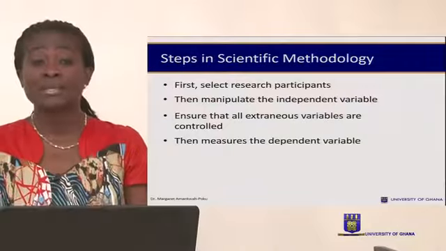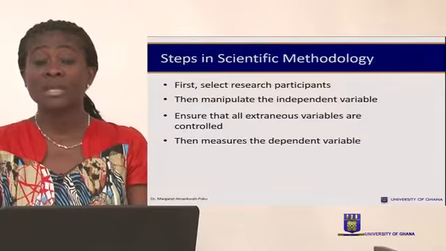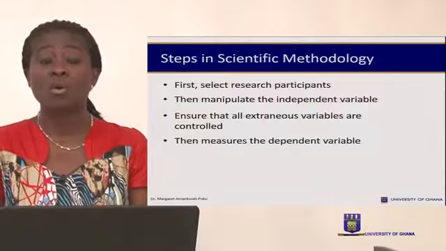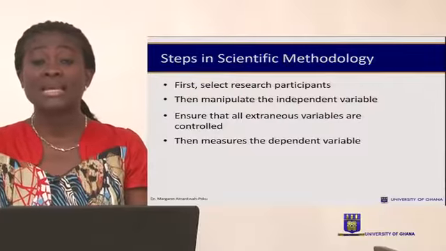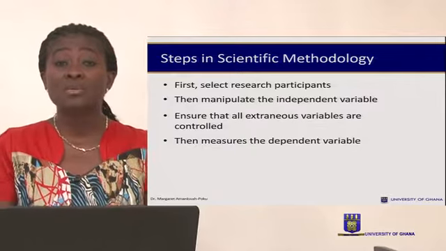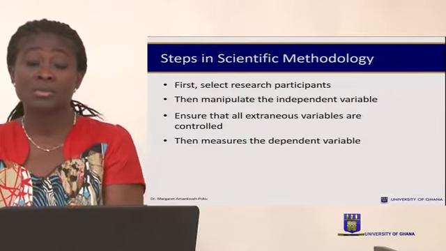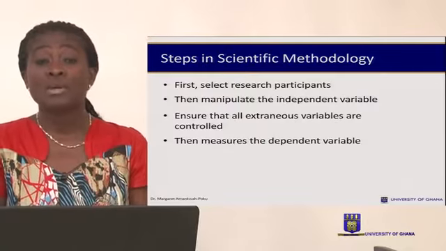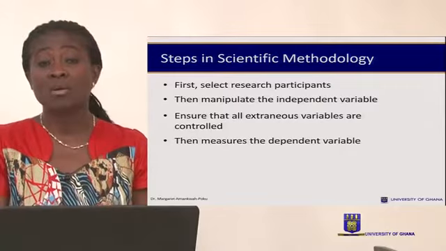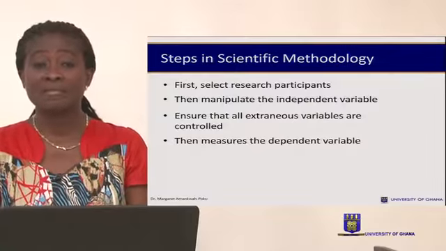So first of all, you have to select your participants in this step, and then you manipulate your independent variable. So for example, are we testing different levels of alcohol? If we are saying that those who take in more alcohol will perform poorer than those who take in less alcohol, how are we manipulating alcohol? Are we going to have 3 groups? Those who take 1 bottle, those who take 2 bottles, and 3 bottles of beer? Or are we going to have only 2 groups, those who don't take alcohol at all and those who take alcohol? So we have to manipulate our independent variable.